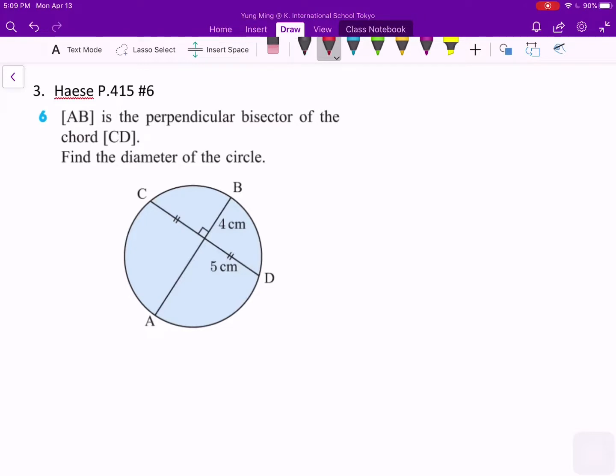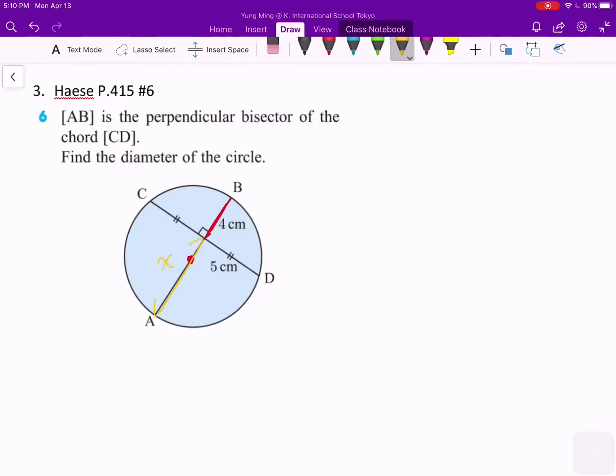Now, the first thing that we definitely know is that the center of the circle is on this line over here. This is because of the second theorem, the chord theorem on a circle: if you see a perpendicular bisector, then that line is supposed to pass through the center of the circle. So that's what we know. But now we only know this part over here. This is 4, but we want to know the whole thing, which is the diameter in this case.